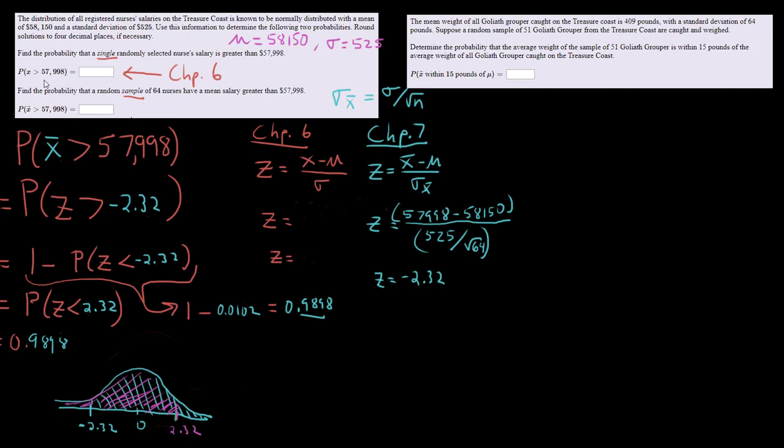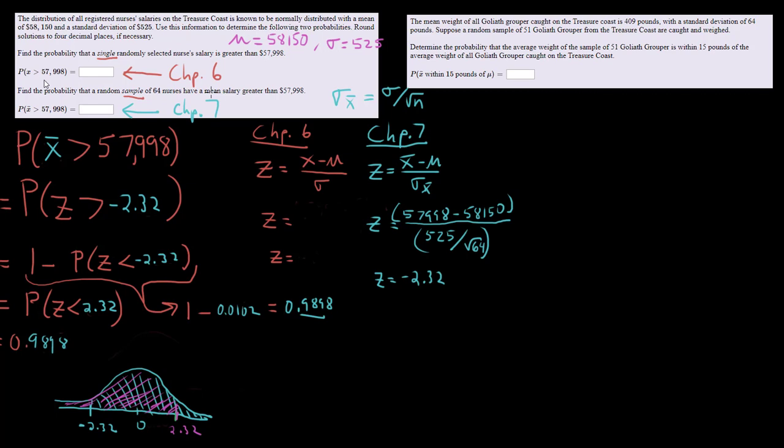So again, that was a chapter 7 question because it was a sample. Anytime you see the word sample and you're working in chapter 6 and 7, you have to be in chapter 7, because chapter 7 is all about sampling distributions. In chapter 6, we never use the word sample because it was all about population distributions.